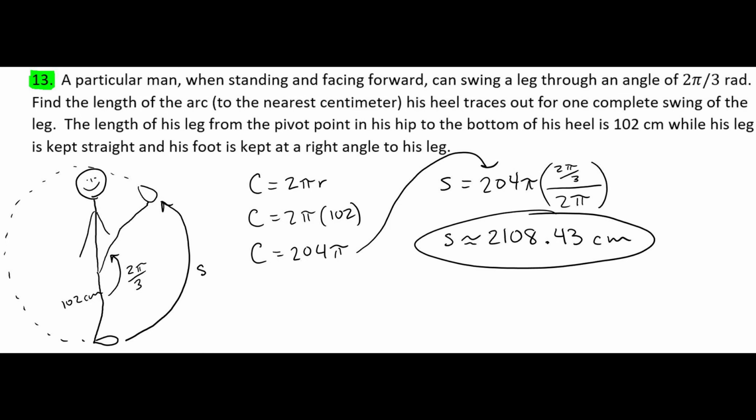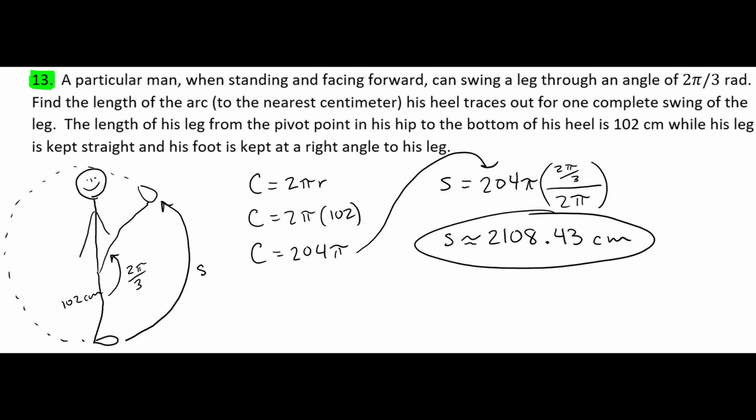Okay, so there's a bunch of extra information in there that we don't really need, but let's start with circumference. So we plug that into here. We know the radius is 102 because that's how long his leg is. So we double that, we get 204 pi, and that's the total circumference. So we plug that into our formula, and now we have to remember they gave us the angle in radians, so that's the formula we have to use.